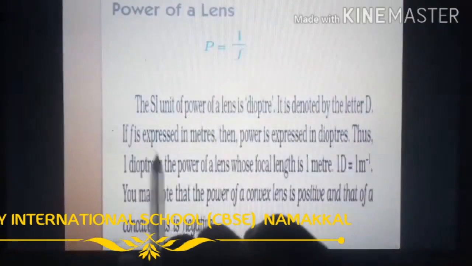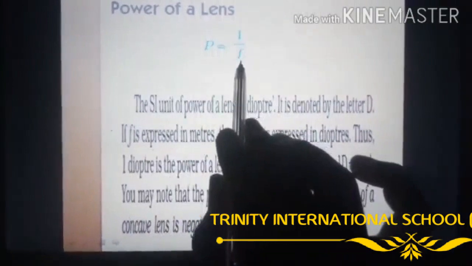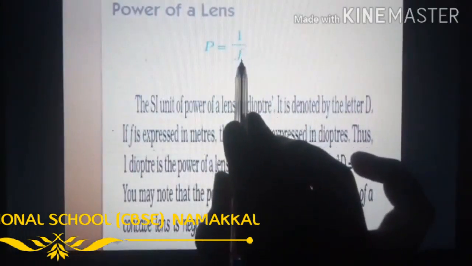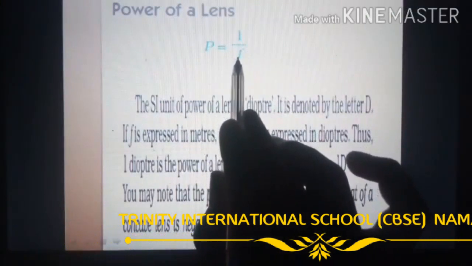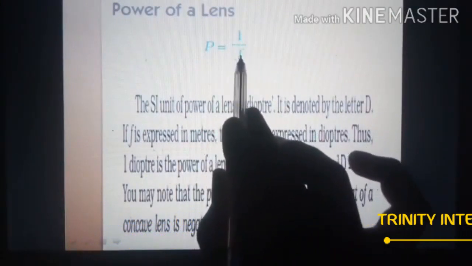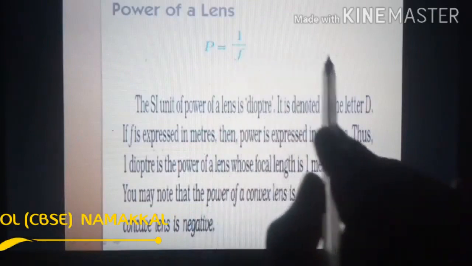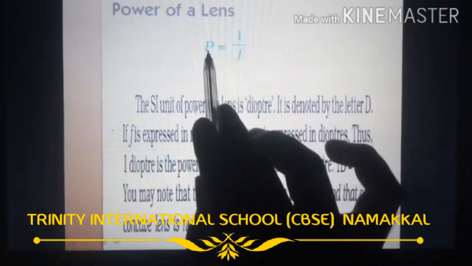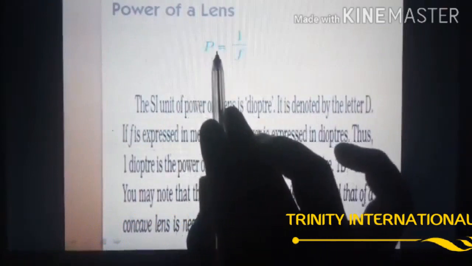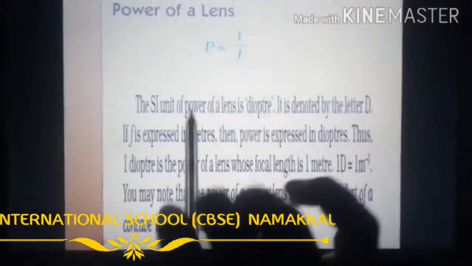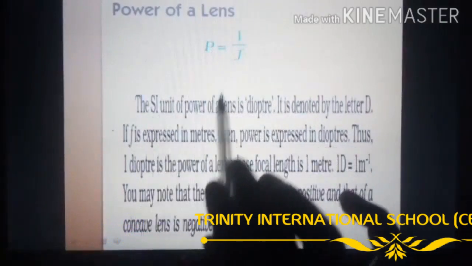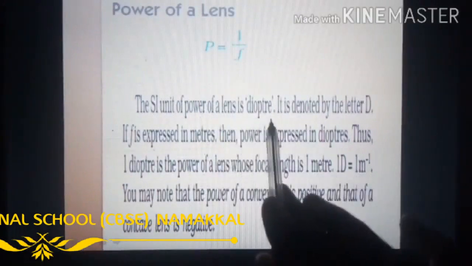Power of the lens is taken as the reciprocal of the focal length. We know the focal length is the distance between the optical center and the focus of the lens. The focal length of a convex lens is positive, and the focal length of a concave lens is always negative, by convention. So power of the lens is defined as the reciprocal of the focal length. The SI unit of power of the lens is the diopter.